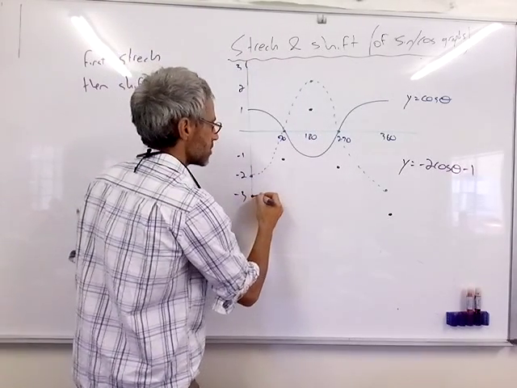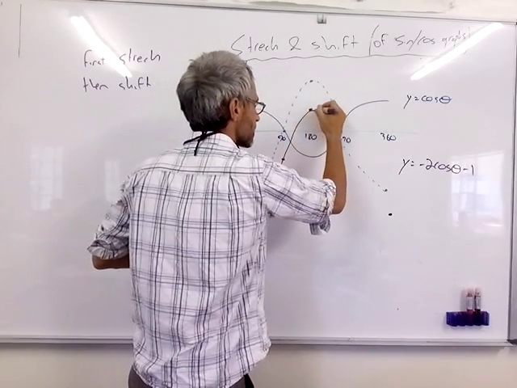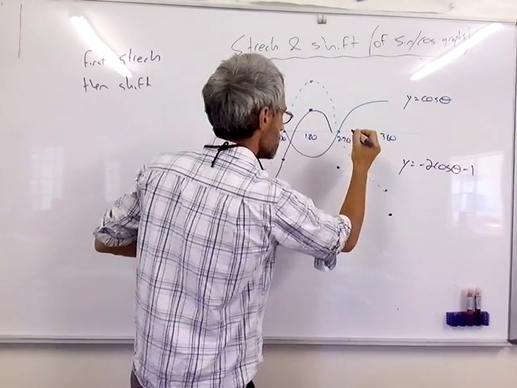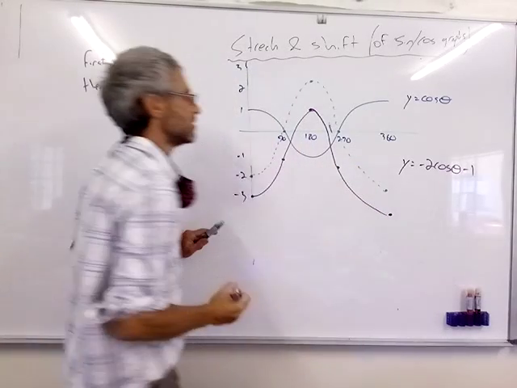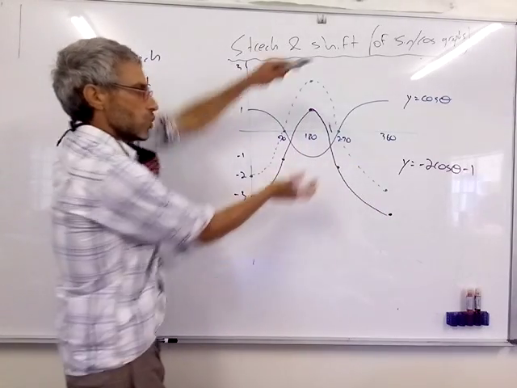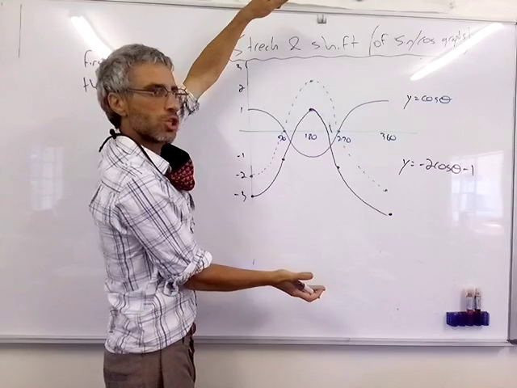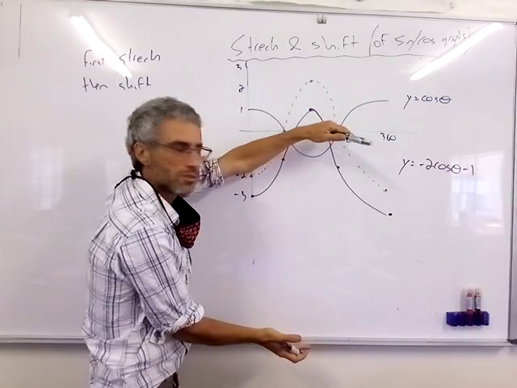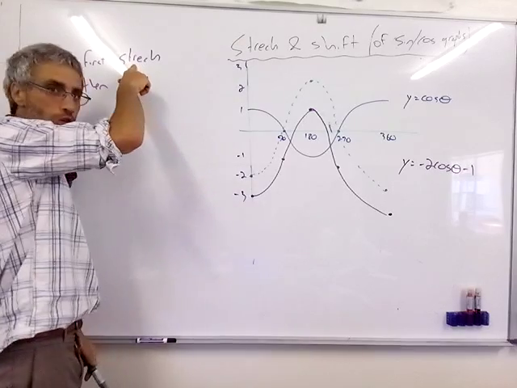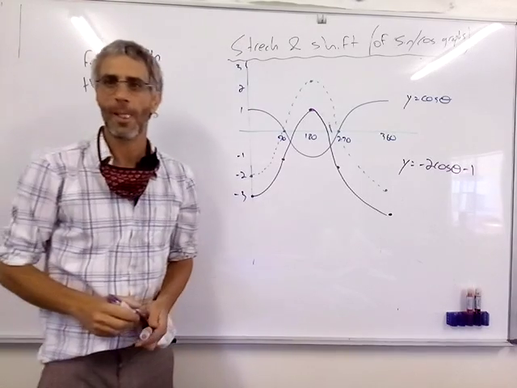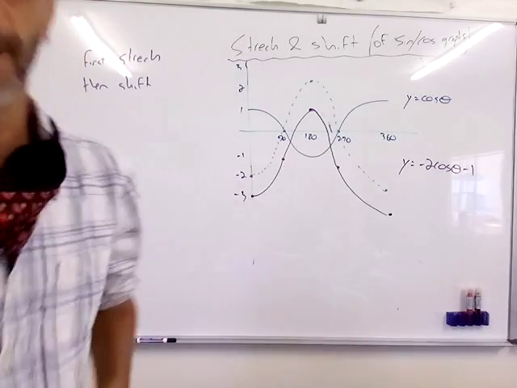So I'm going to try and connect it nicely, making it nice and round, like this. Okay? So we've got a stretch and a downward shift, and actually a flip as well. First stretch, then shift. I'll just pause here for a second.